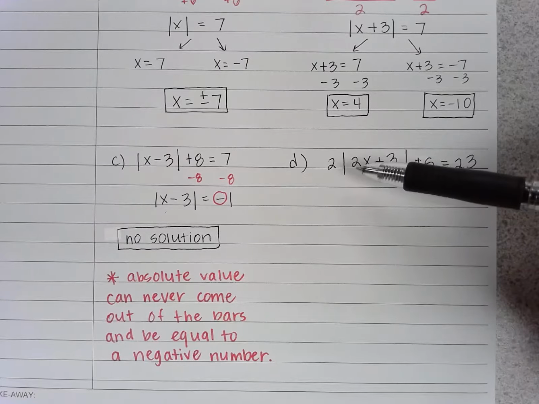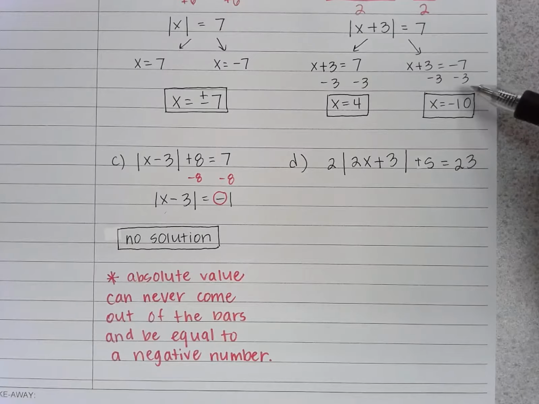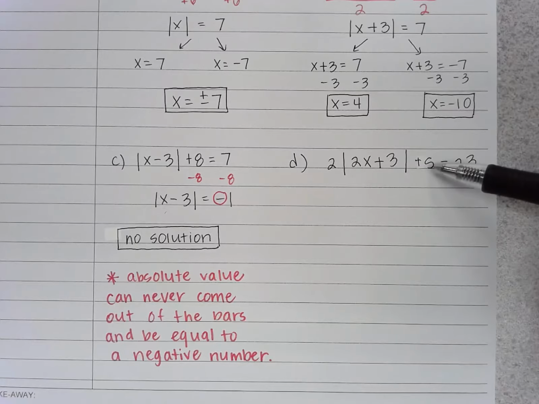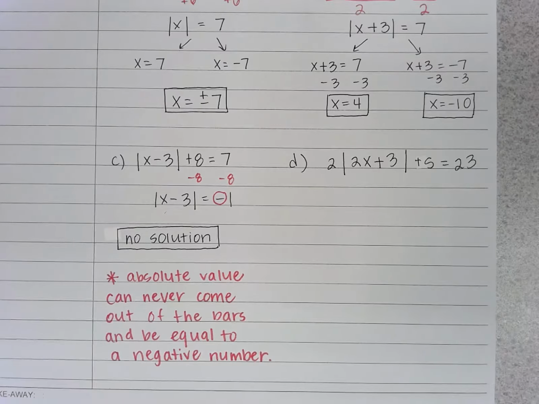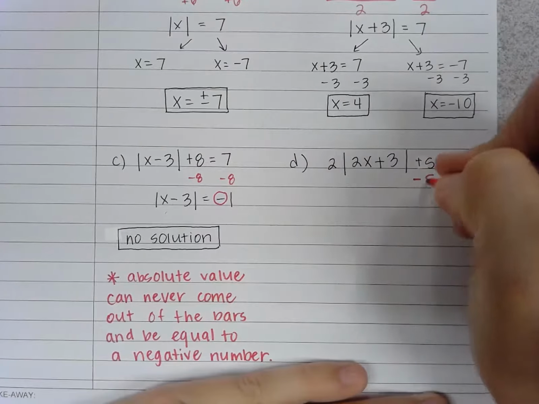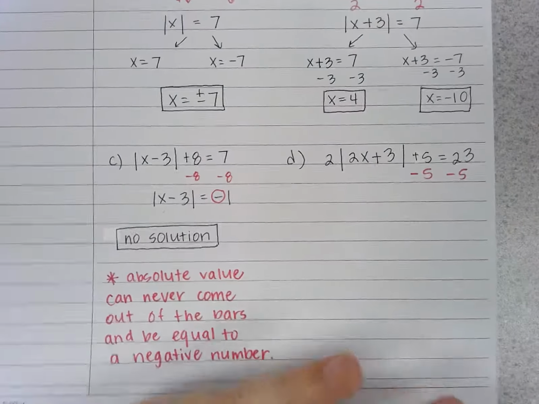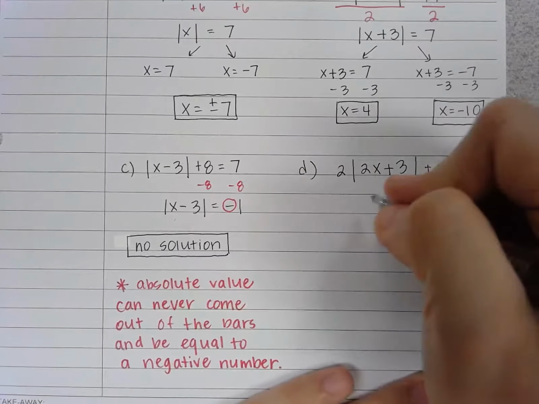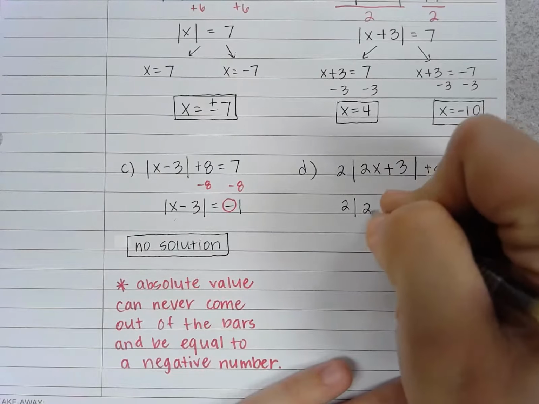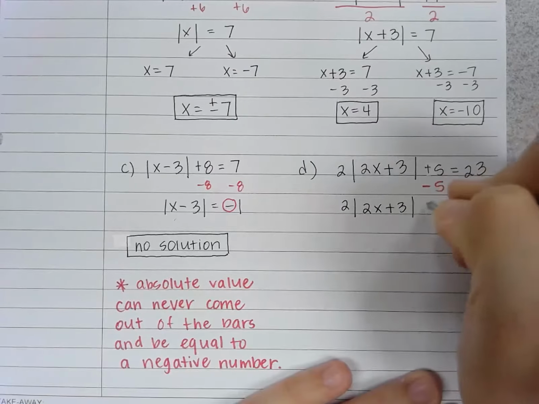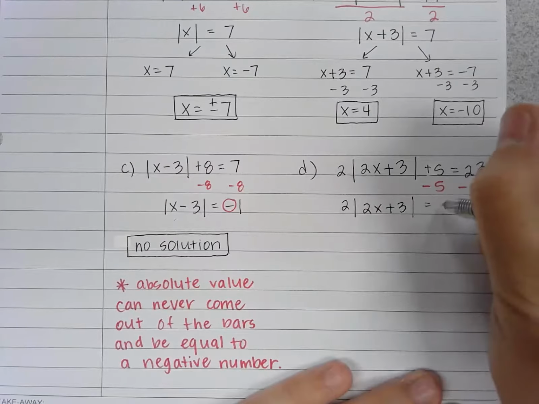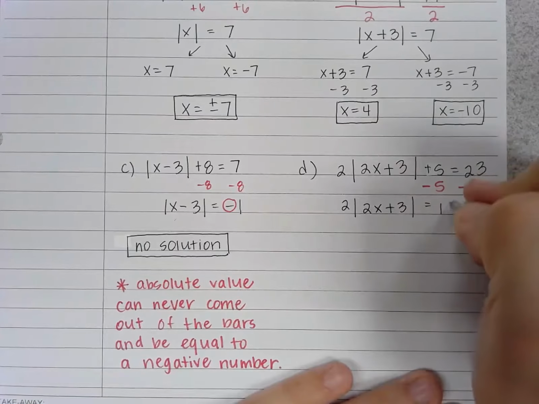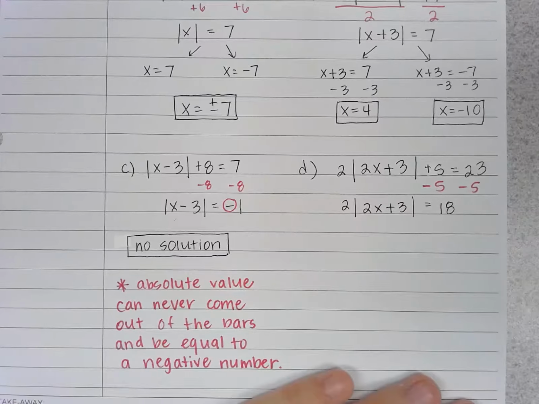You're not going to do anything with the 2 numbers that are on the inside because you'll take care of those when you split it off to make your 2 equations. But I'm going to have to fix the 5 and I'm going to have to fix the 2. And so I'll start by doing that. So I'll begin and I'll minus the 5 from both sides. So that would give me 2 times the absolute value of 2x plus 3 is equal to 23 take away 5 is 18.